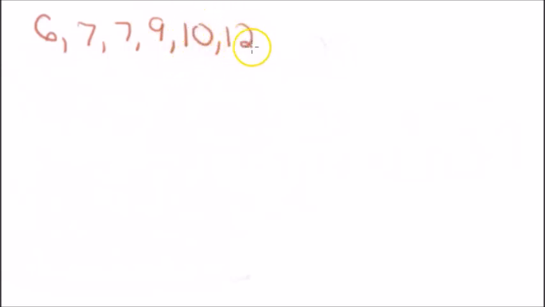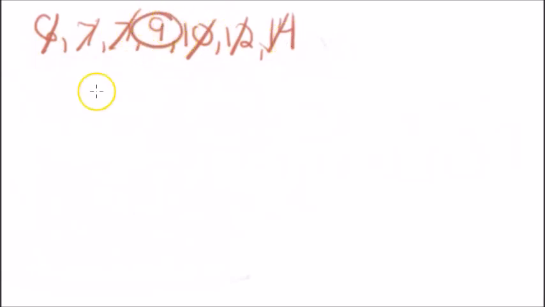Now let's find the median of this data set. So we have 6, 7, 7, 9, 10, 12, and 14. Okay, so we eliminate the first and last, all the way down to the middle, like normal. Okay, so 3 slashes on this side, 3 slashes on this side, and 9 is in the middle, so 9 is going to be our median.